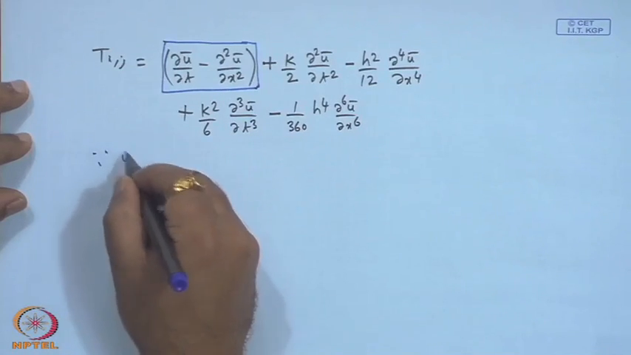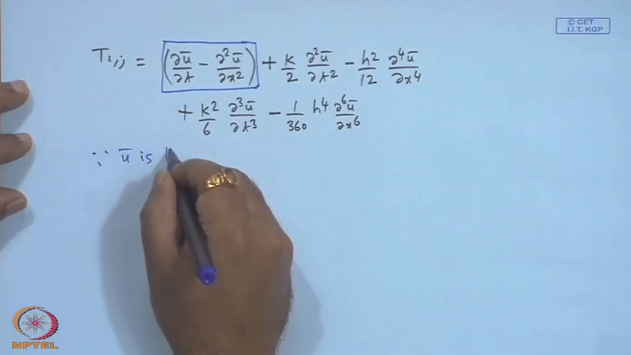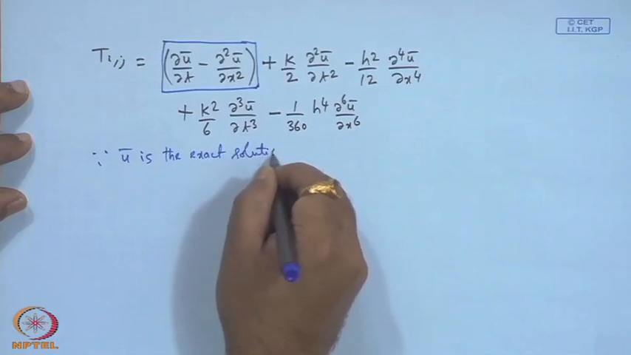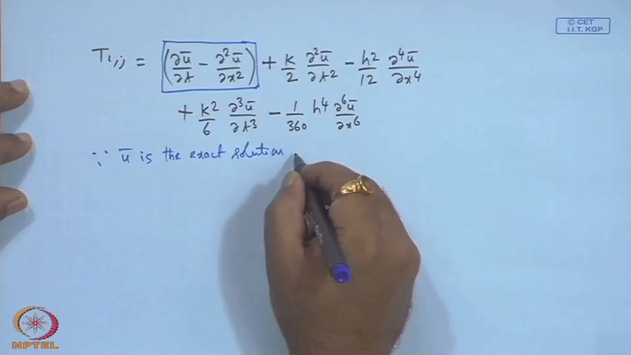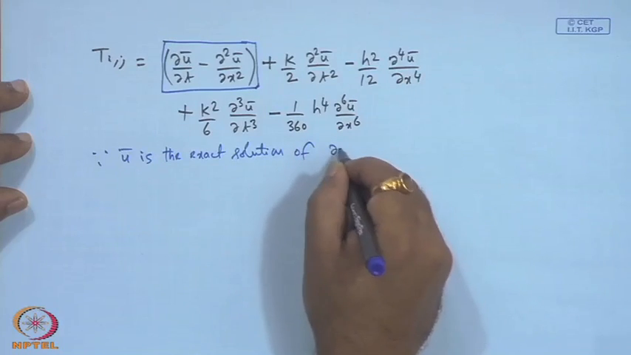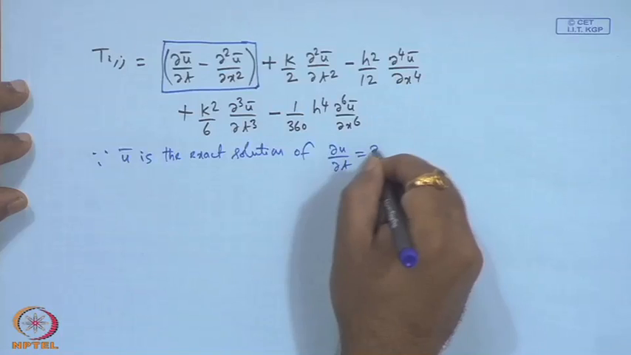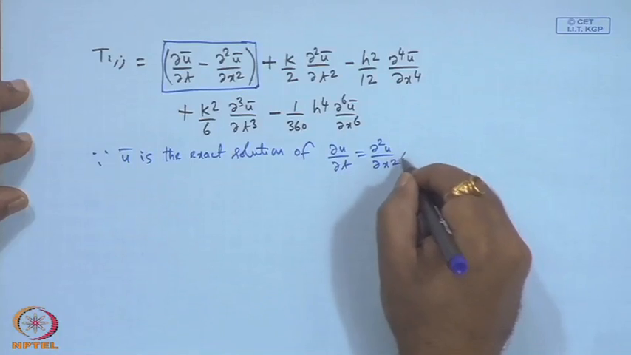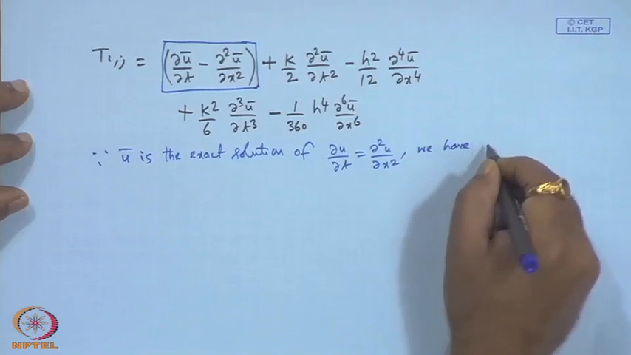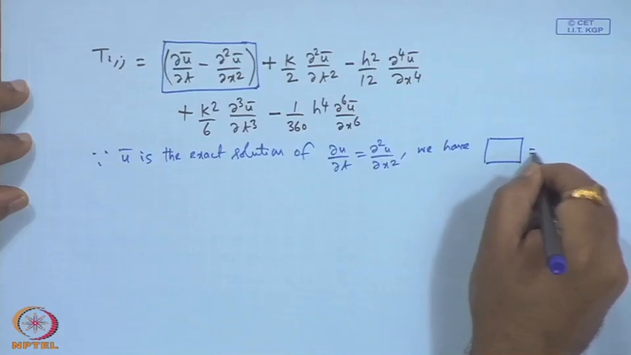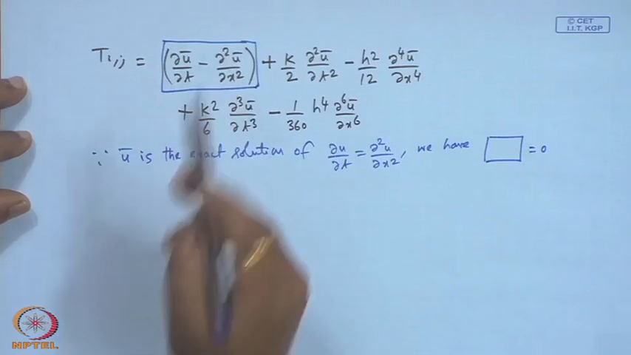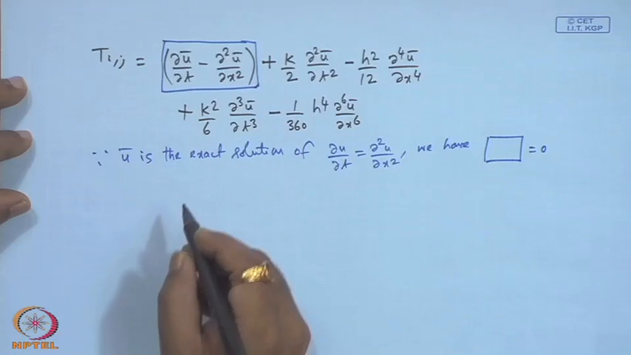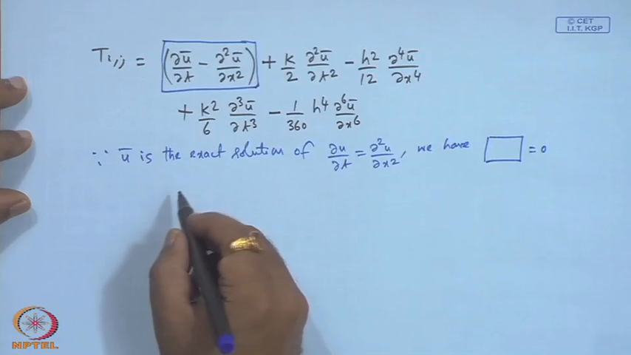Since u bar is the exact solution, we have this box equal to 0, obviously. So, therefore, what will happen?